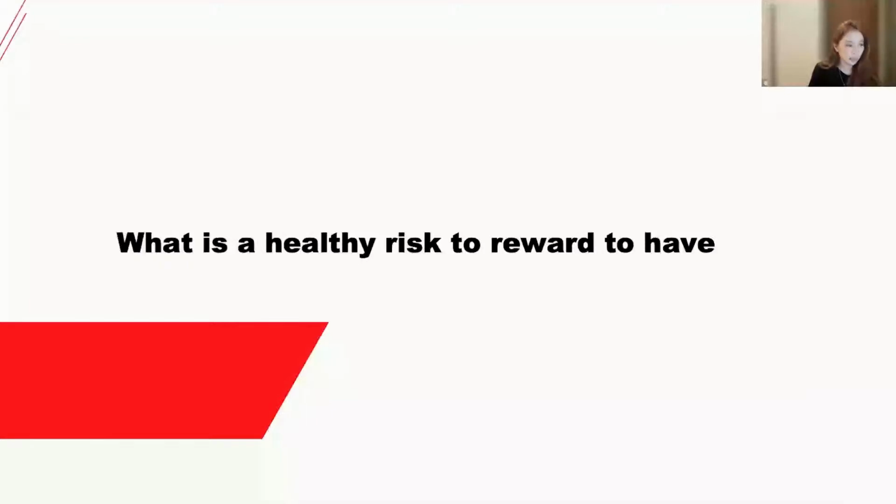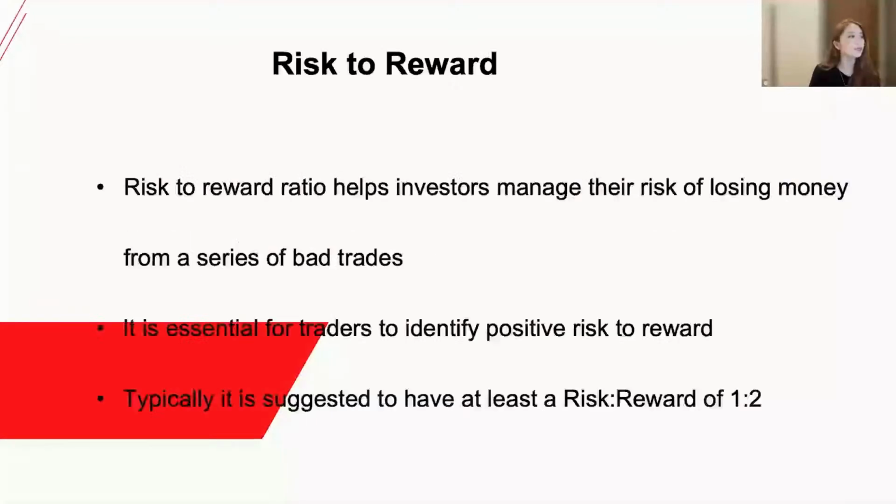So what is a healthy risk to reward ratio to have? Risk to reward ratio helps investors manage their risk of losing money from a series of bad trades. It is essential for traders to identify positive risk to reward. Typically, it's suggested to have 1 part of risk and 2 parts of reward, so a 1:2 ratio. Very simple. Preferably, if you can keep the risk down for 2 parts of reward, that would be great as well, but theoretically, 1:2 is a good ratio.